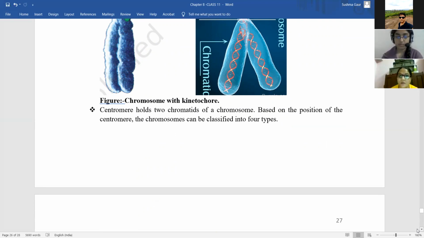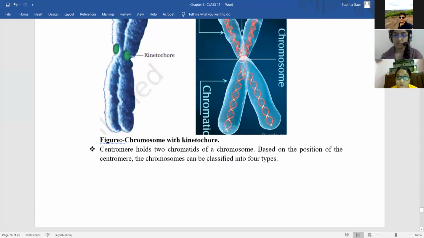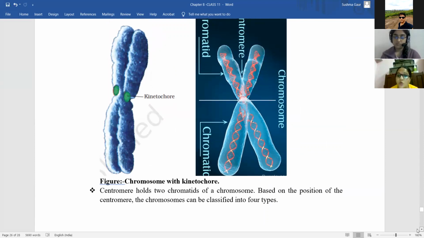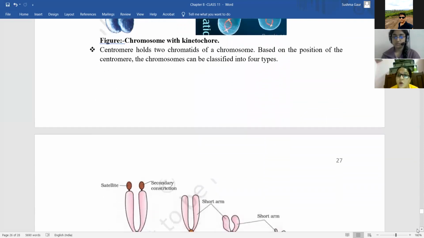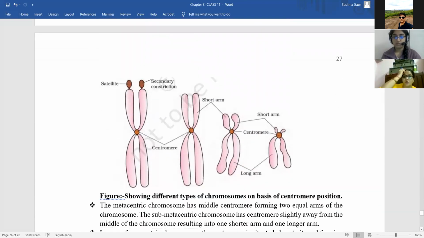Okay, ma'am. So the centromere holds 2 chromatids of a chromosome. So this is the centromere. On both sides of it the kinetochore will be present, and it is responsible for holding 2 chromatids of a chromosome. On the basis of the position of the centromere, the chromosomes can be classified into 4 types. So that is not primary constriction, I have told you wrong. Okay, so this is the centromere.